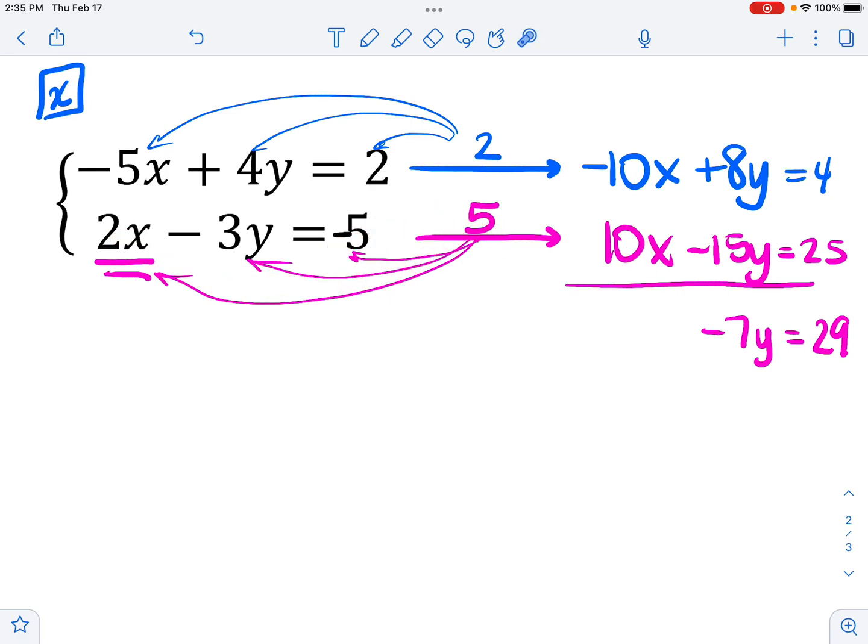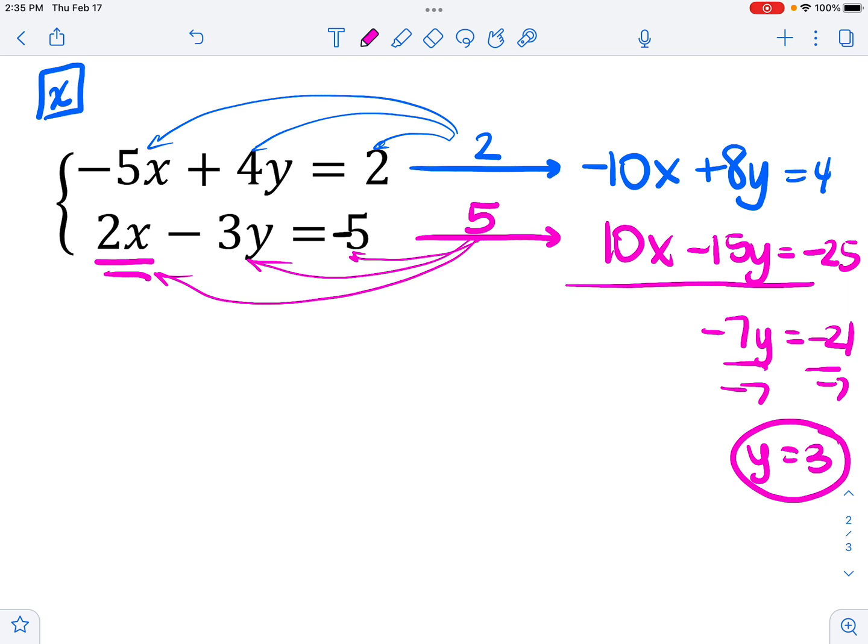5 times 2 is 10x. 5 times negative 3 is negative 15. 5 by negative 5 should be a negative 25. 4 with a negative 25 is negative 21. Divide both sides by negative 7 and you get y equals 3. Okay, so that was just a design flaw because I wanted the problems to turn out nice.